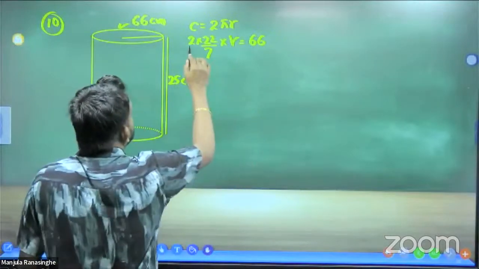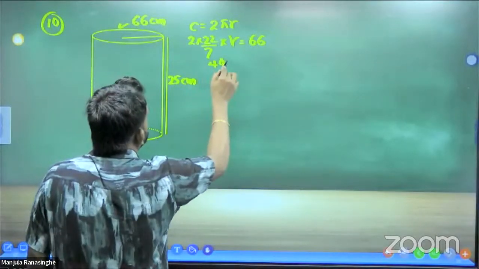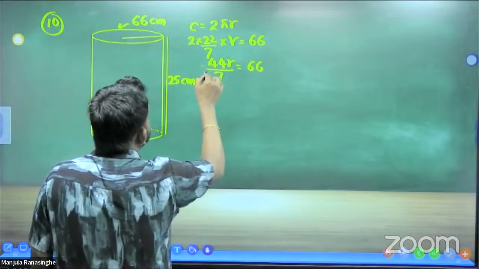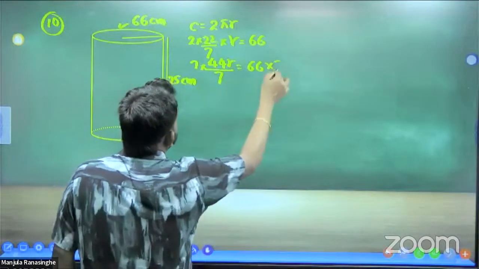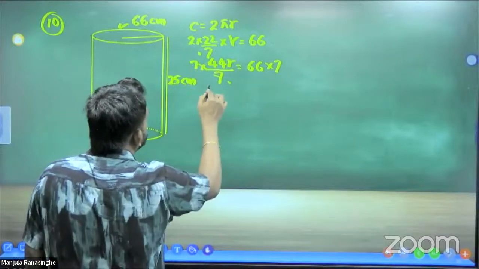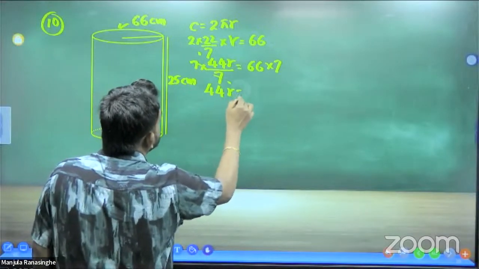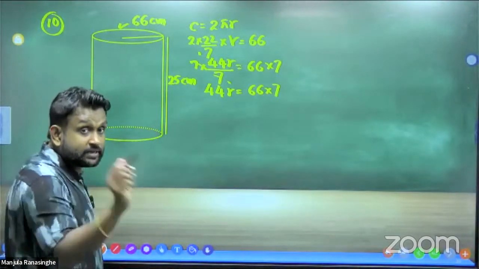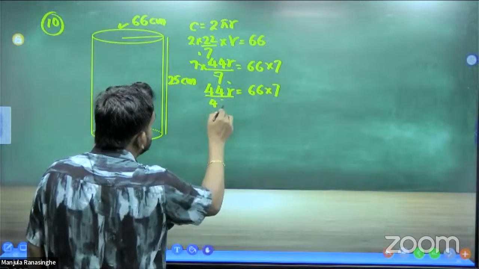Then you can simplify 2 into 22, 44R upon 7 equals 66. So you can multiply by 7 both the sides. So 7 cancels. Then 44R equals 66 into 7. I keep it as it is without multiplying. Then I divide both the sides by 44.